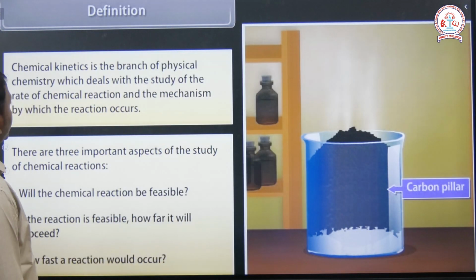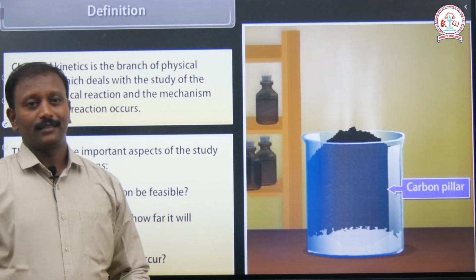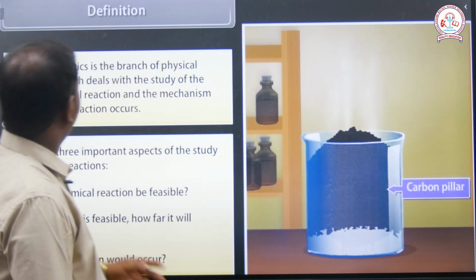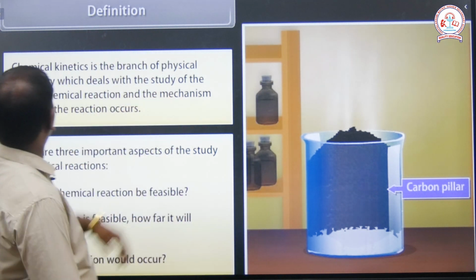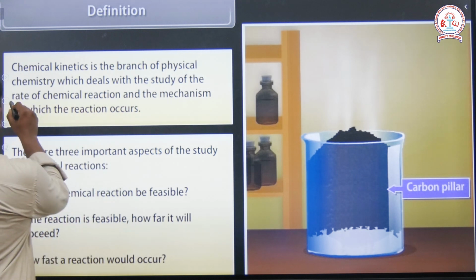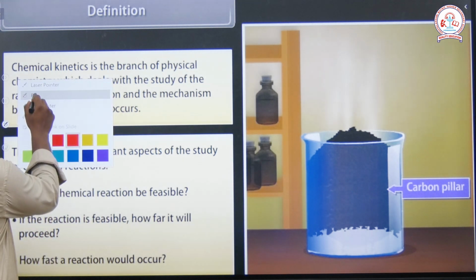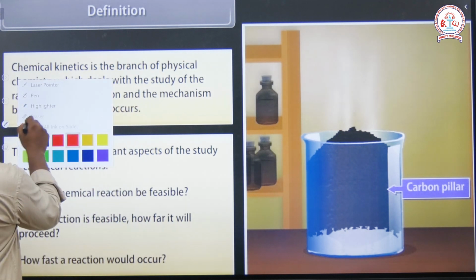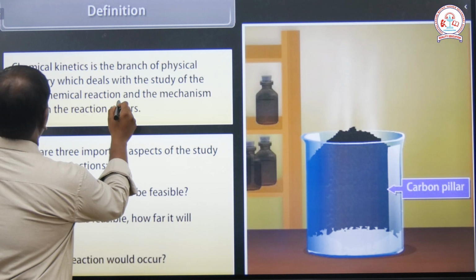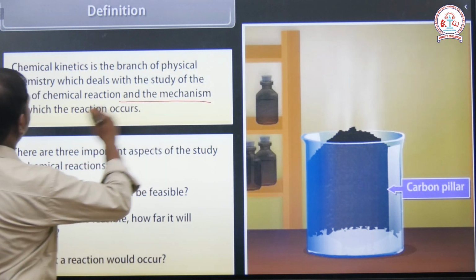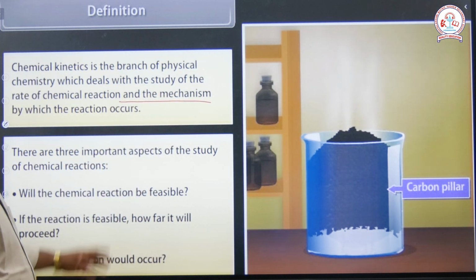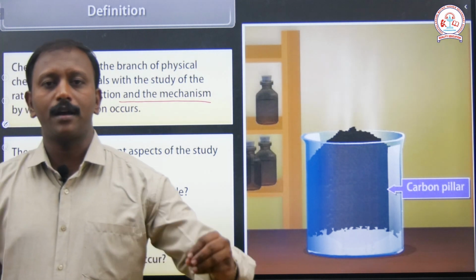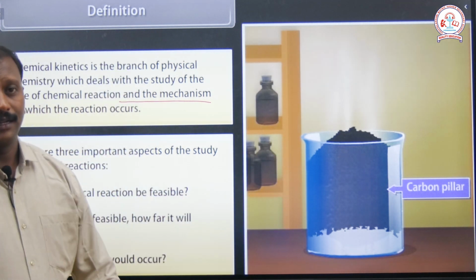Next, what is meant by chemical kinetics? It is a branch of physical chemistry which deals with the study of the rate of chemical reaction, and the mechanism. So this is chemical kinetics: in a simple chemical reaction, how fast the reaction is going.